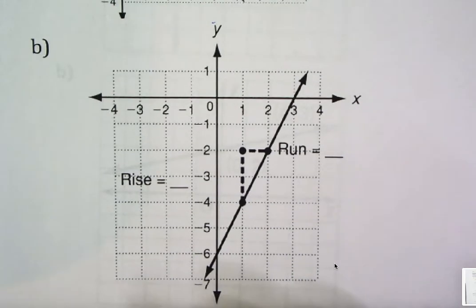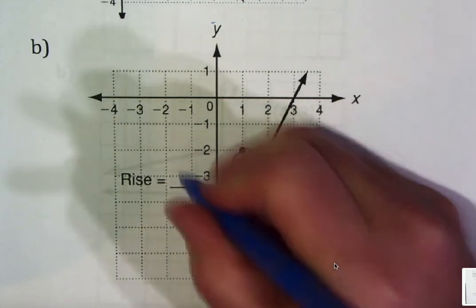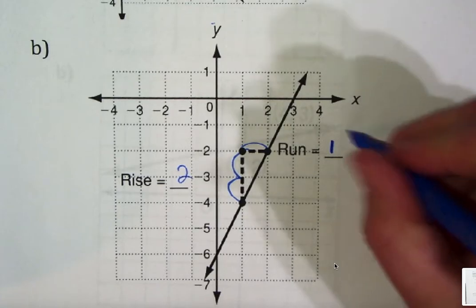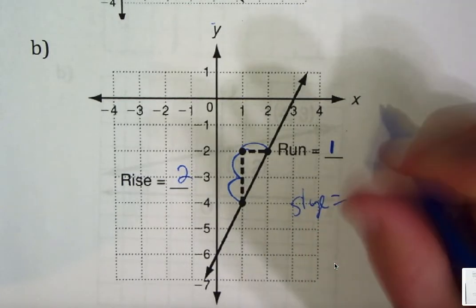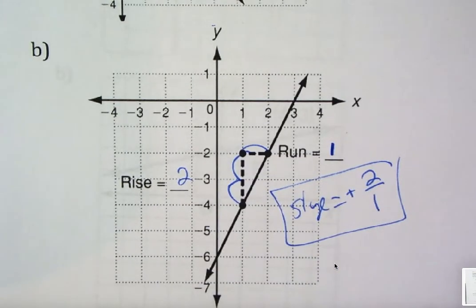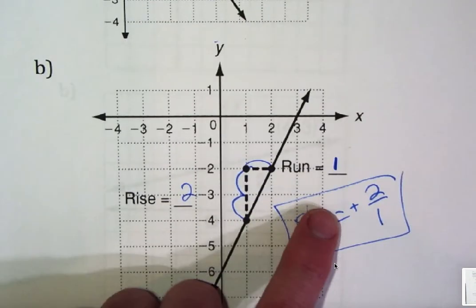Okay, in B, this goes up and to the right. It's positive slope. The rise is 2, the run is 1. So I know my slope of this line is positive 2 over 1. Yeah, Mr. Moran, is that it? Yes, it is. You just notice what type of slope. This one's negative, and find the rise and run. This one is positive, rise and run. Okay?